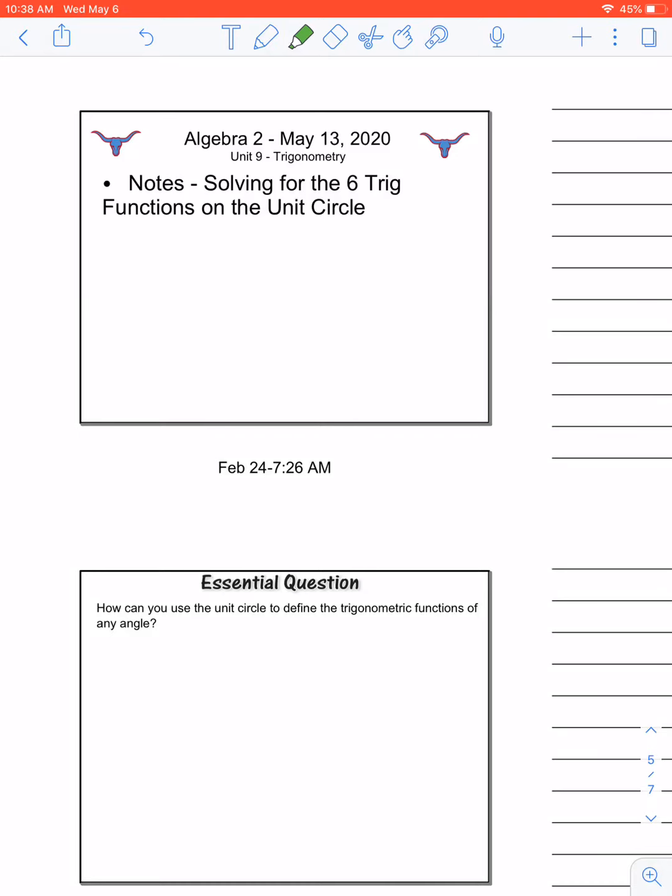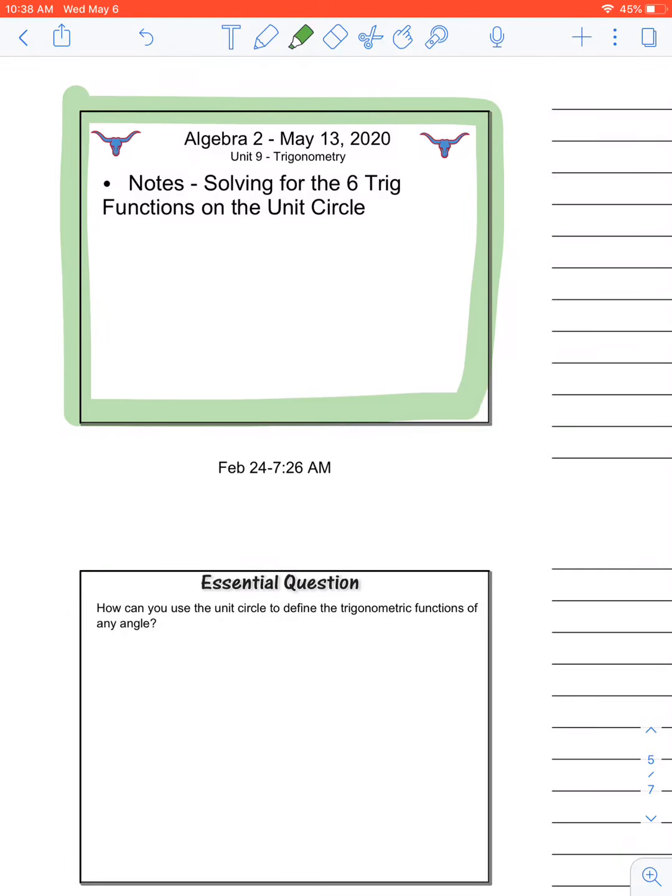And so today what we are going to do is solve the 6 trig functions on the unit circle. What you're going to want to do is have the unit circle with you, filled out the whole time, to constantly be referencing it. When you get to classes next year, you'll not be allowed to use the unit circle. You'll have to recall this from memory, but for now, constantly have it with you.